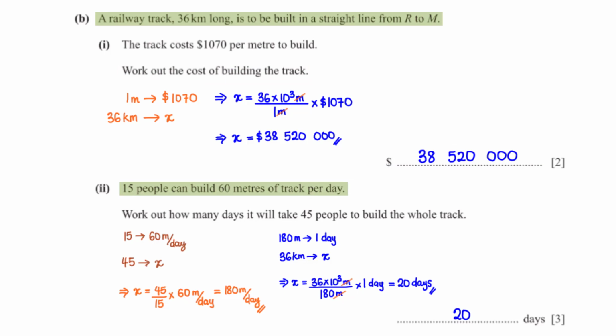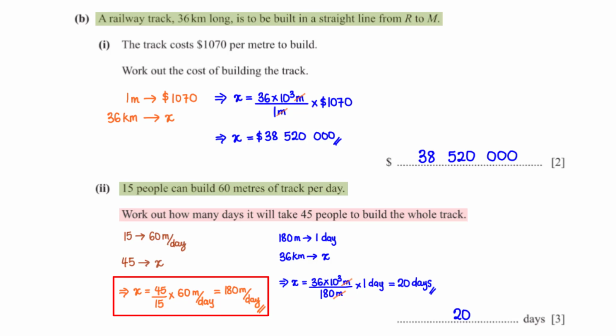15 people can build 60 meters of track per day. Work out how many days it will take 45 people to build the whole track. If 15 people can build 60 meters of track per day, we want to find the number of meters of track that can be completed in a day with 45 people. This is what we are calling x. When we cross multiply and make x the subject, this is what we have, which is equal to 180 meters of track per day.